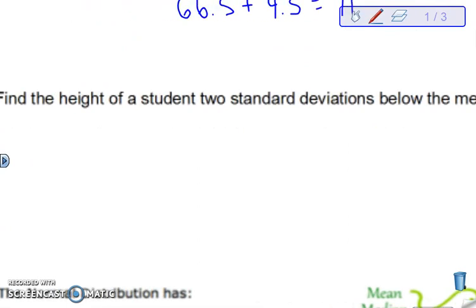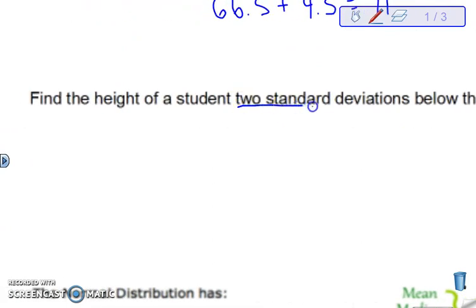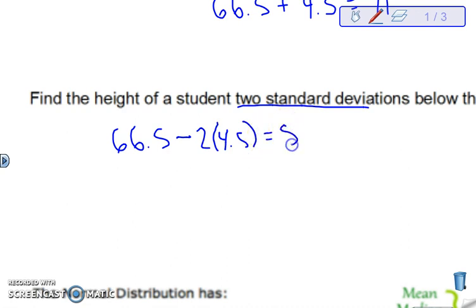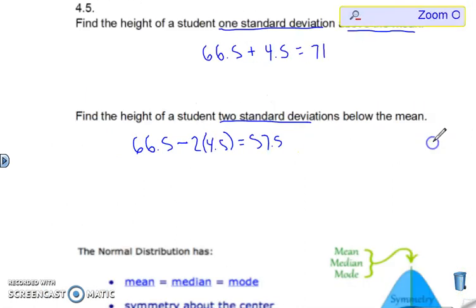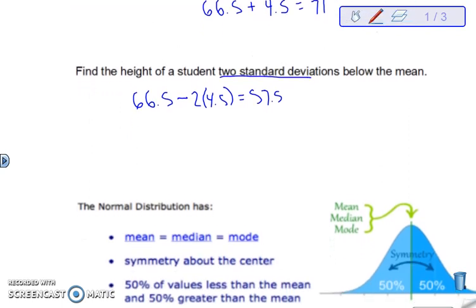If we want two standard deviations below the mean, we're going to take our mean, we need our number to lower, and we need to subtract the standard deviation twice. And there we go. Alright, so this is going to be important for when we are analyzing our normal curve in a moment.